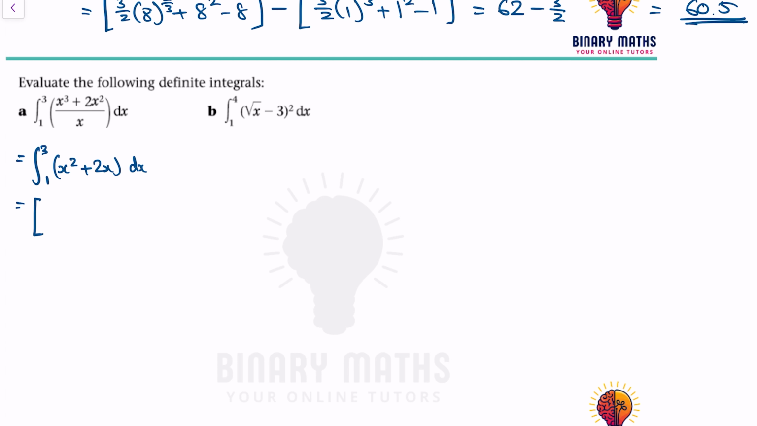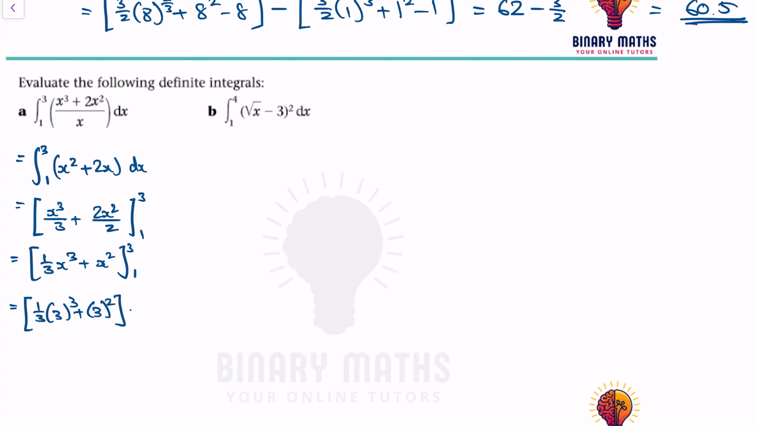Now I will integrate it. So when I integrate it, I get x to the power of 3 over 3 plus 2x squared over 2 between 3 and 1. When I simplify this, I get a third x cubed plus x squared between 3 and 1, which is the same thing as substituting first 3 in and then take away when you substitute 1 in.